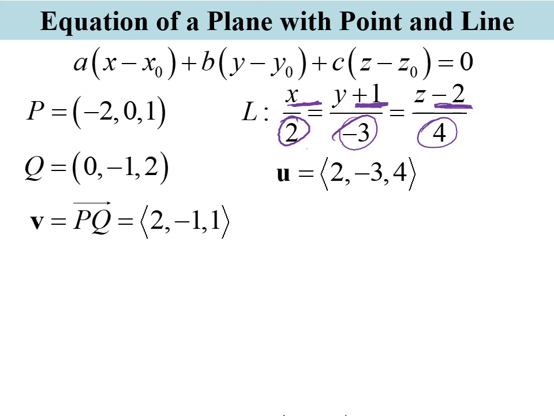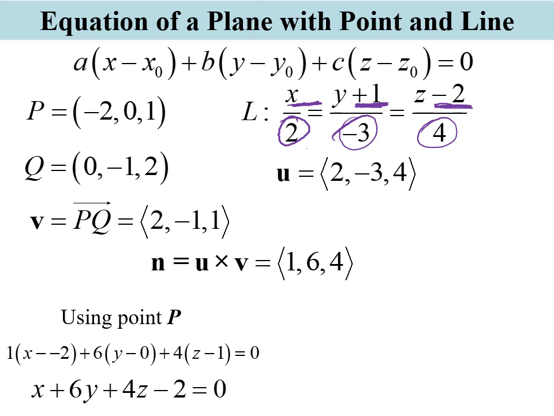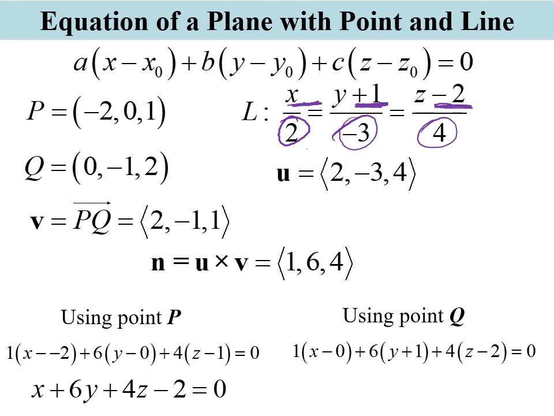And so now we've got two vectors in that plane. We can do the cross product to get the normal vector. And then it becomes just like the previous problem. Only we can use either of our 2 points. We'll choose point P, and I'll go ahead and plug those in and show you that what we come out with here is going to be exactly what we come out with if we had used point Q.